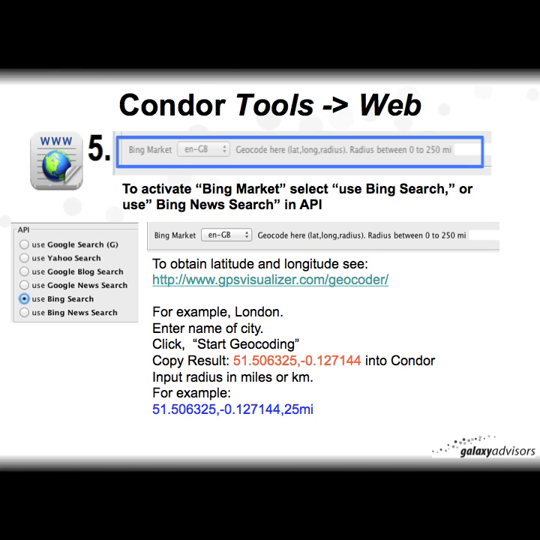And you might say, well, where do I obtain that? Here's a handy website, gpsvisualizer.com/geocoder, that you can enter in a name of a city such as London. You click on buttons to start geocoding. It's going to come back and give you the results of the latitude and longitude. You just copy that, paste it into the Condor box there under the Bing Market, and put a comma and then enter either miles or kilometers, how far away you want the radius. So again, you have a little more geographical control over your search results.